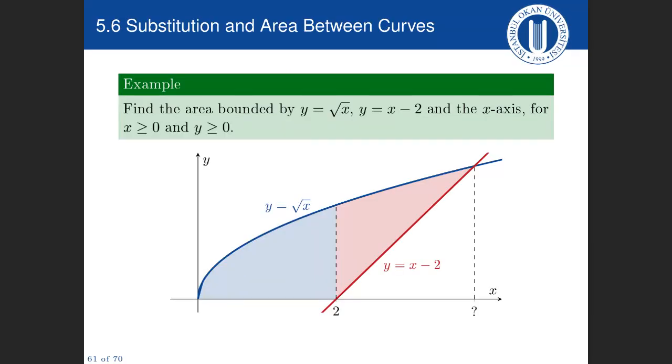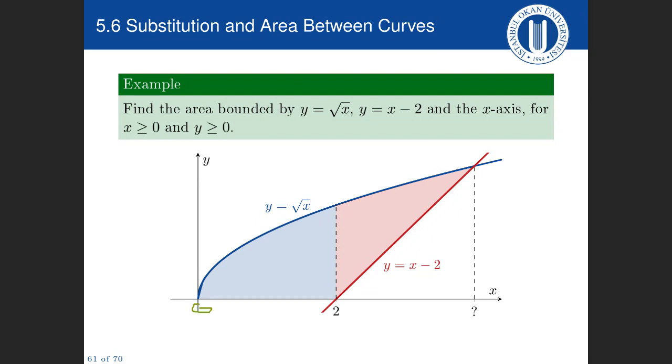Find the area bounded by y equals the square root of x, y equals x minus 2, and the x-axis, for x and y both greater than or equal to 0. So we want blue area plus pink area. What are the limits of integration going to be?